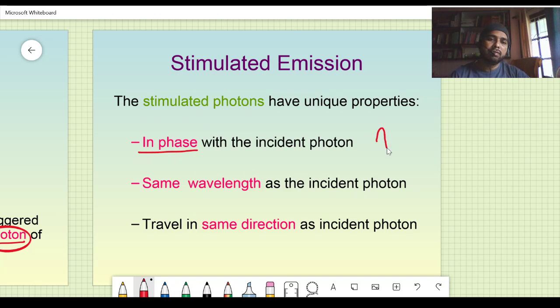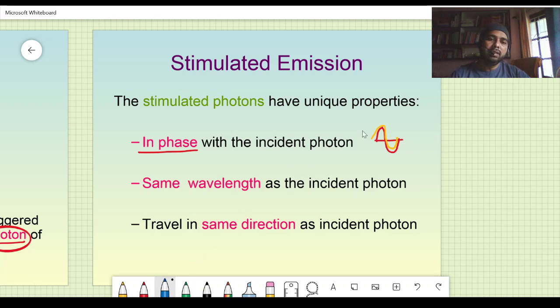This constitutes one phase, right? This constitutes the crest and trough. This constitutes one phase, and they are all in the same phase. Suppose you have mixed wavelengths, they will also be in phase like this. So it will have a similar wavelength like this.